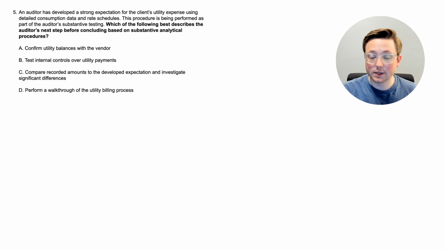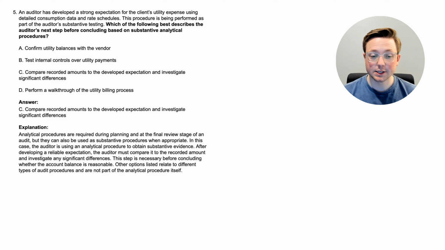We've learned a little bit about this throughout the other questions, so if you want, you can think through this, and when you're ready, come back, we'll look at the answer together. All right, here we are. The answer is C, compare recorded amounts to the developed expectation and investigate significant differences. Okay, let's go through the explanation.